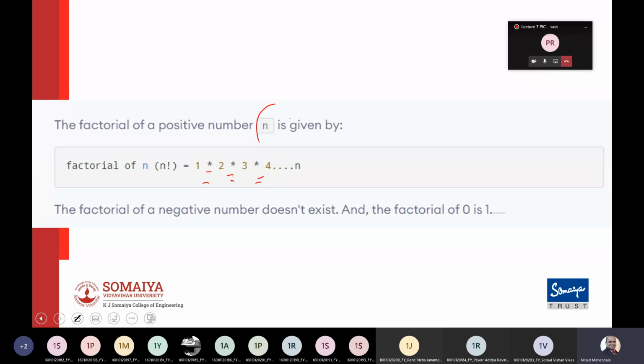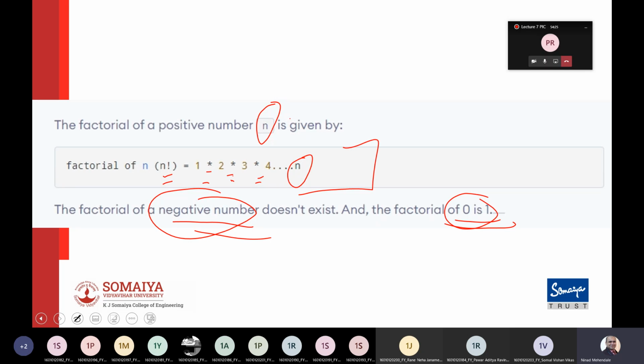So the factorial of a positive number n is given by n factorial, 1 into 2 into up to n. Now, the factorial for a negative number doesn't exist, and the factorial of 0 is 1. These are the two special cases we have to consider before we do this operation. Mostly people write perfect code for this and forget the special cases. So in exams, these are the mistakes that students make, and we have to avoid them.